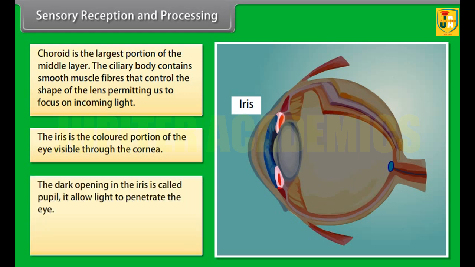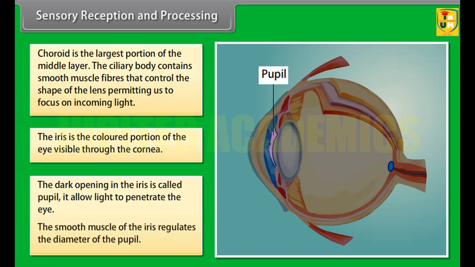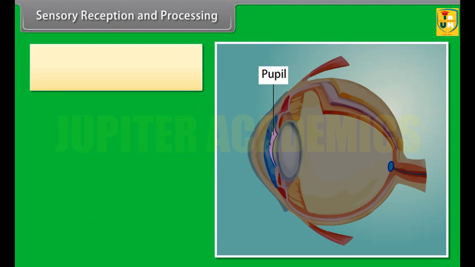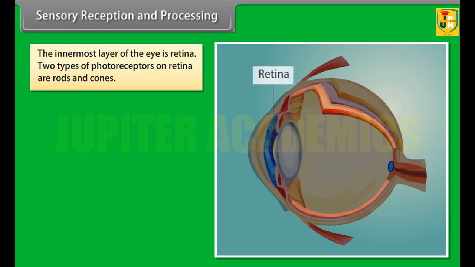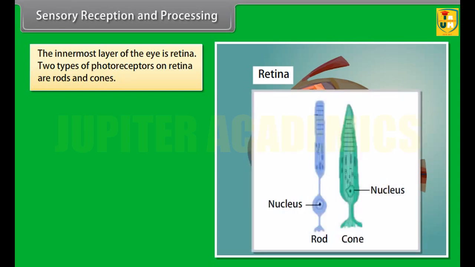The dark opening in the iris is called pupil. It allows light to penetrate the eye. The smooth muscles of the iris regulate the diameter of the pupil. The innermost layer of the eye is retina. Two types of photoreceptors on retina are rods and cones.